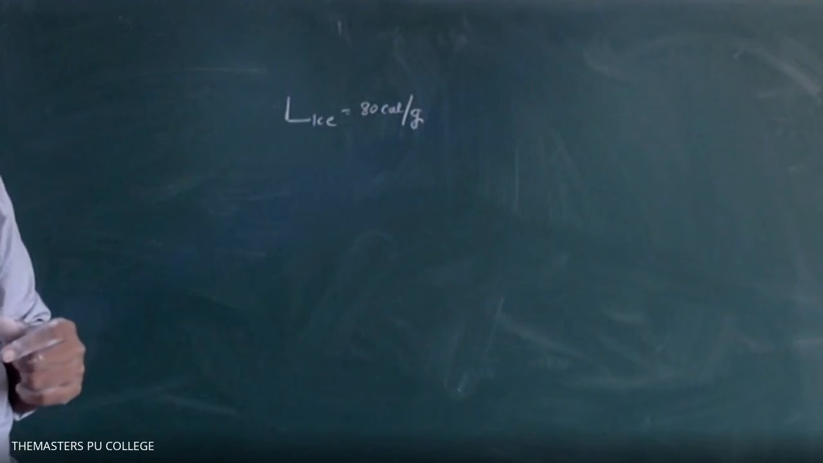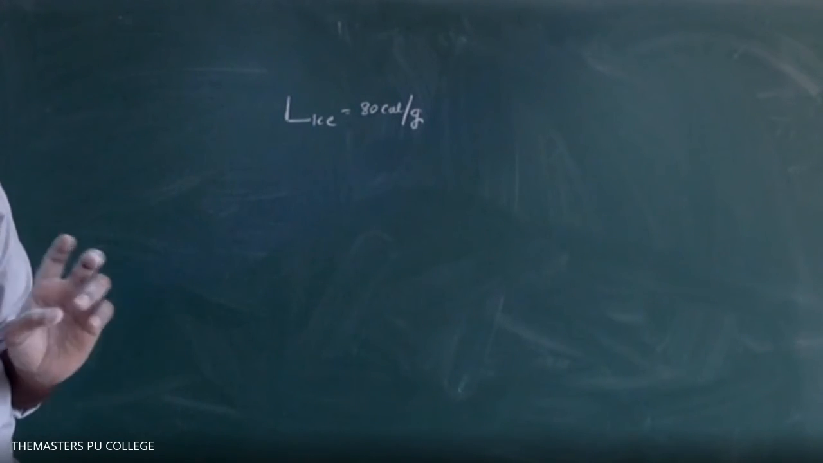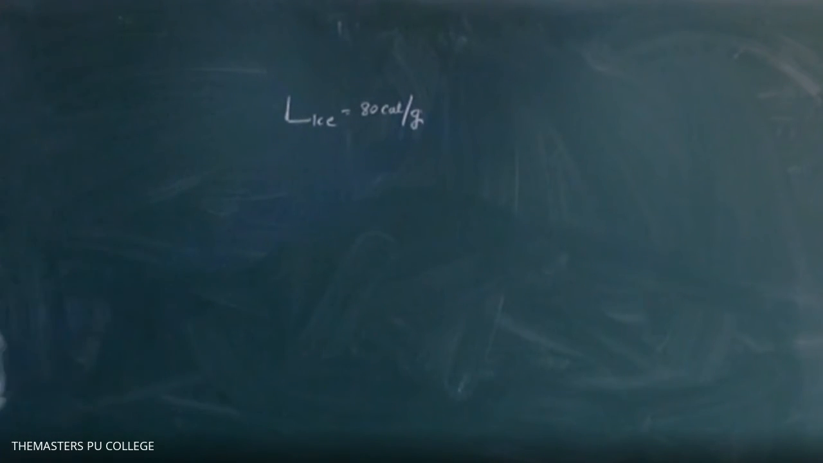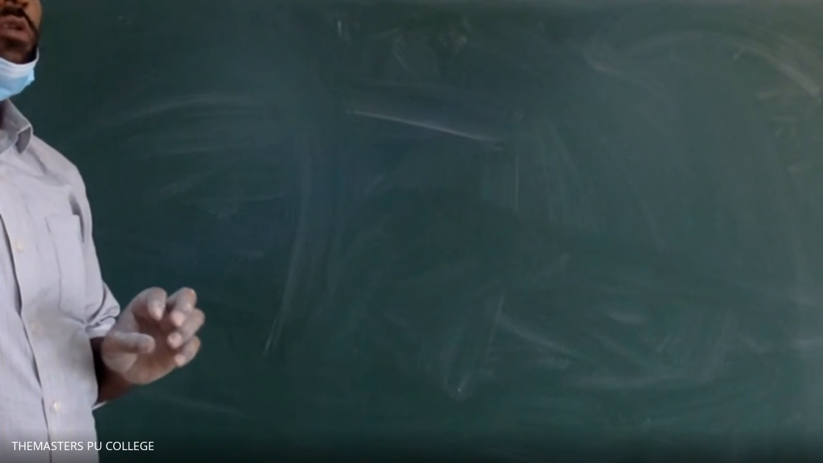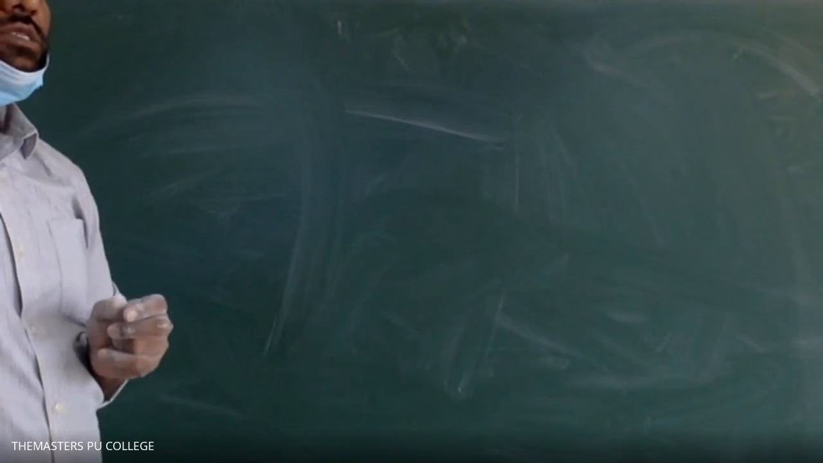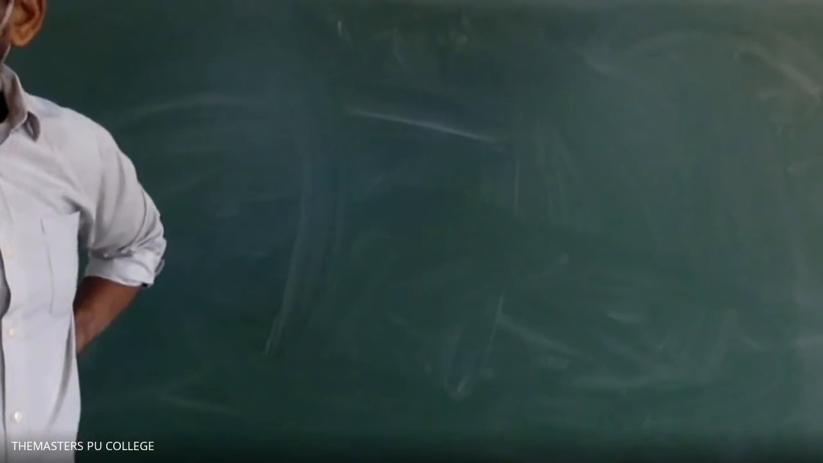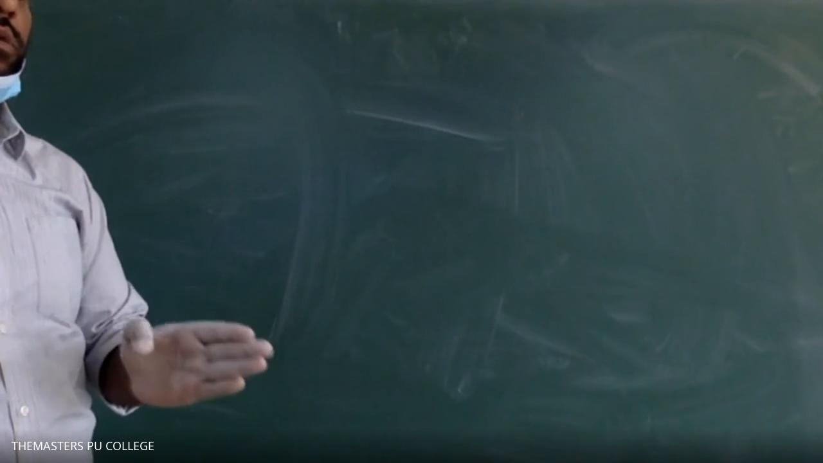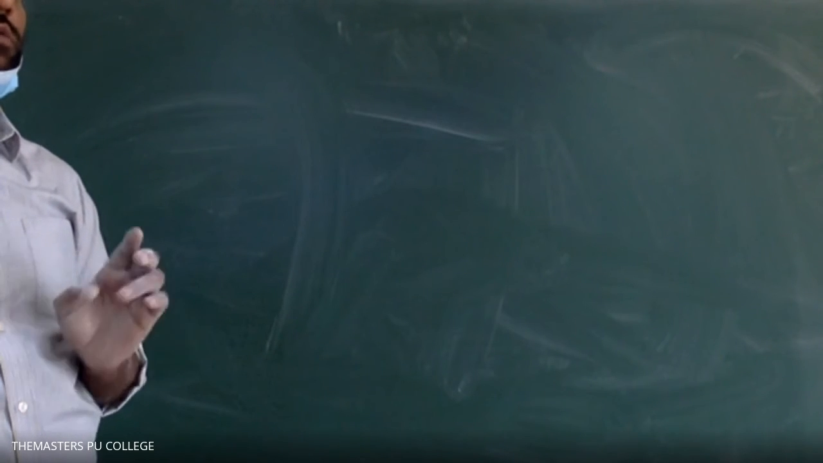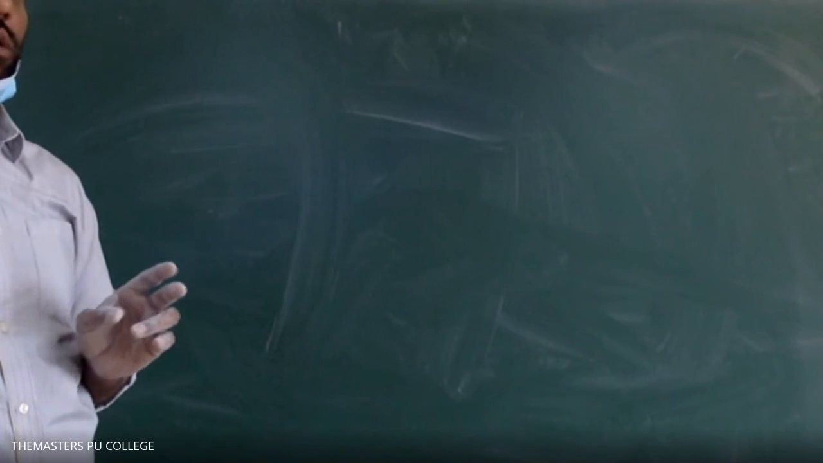Okay. Next subheading: latent heat of vaporization. So here, note down this point. The amount of heat required per unit mass of substance to change its state from liquid phase to gaseous phase. Next point.